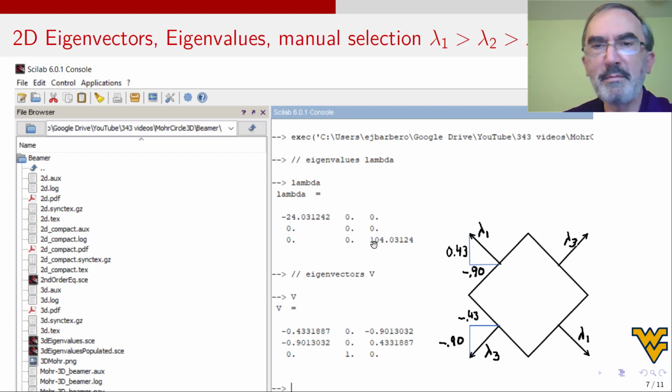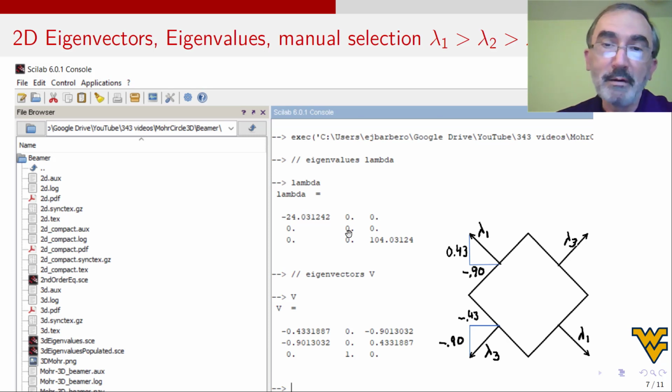So we look at the numbers and say, this is the largest, so this must be 1, although it's in position 3. The smallest must be 3, although it's in position 1. And the intermediate, which is this 0 here, must be the 2. That's the only one that is in the right position, in 2.